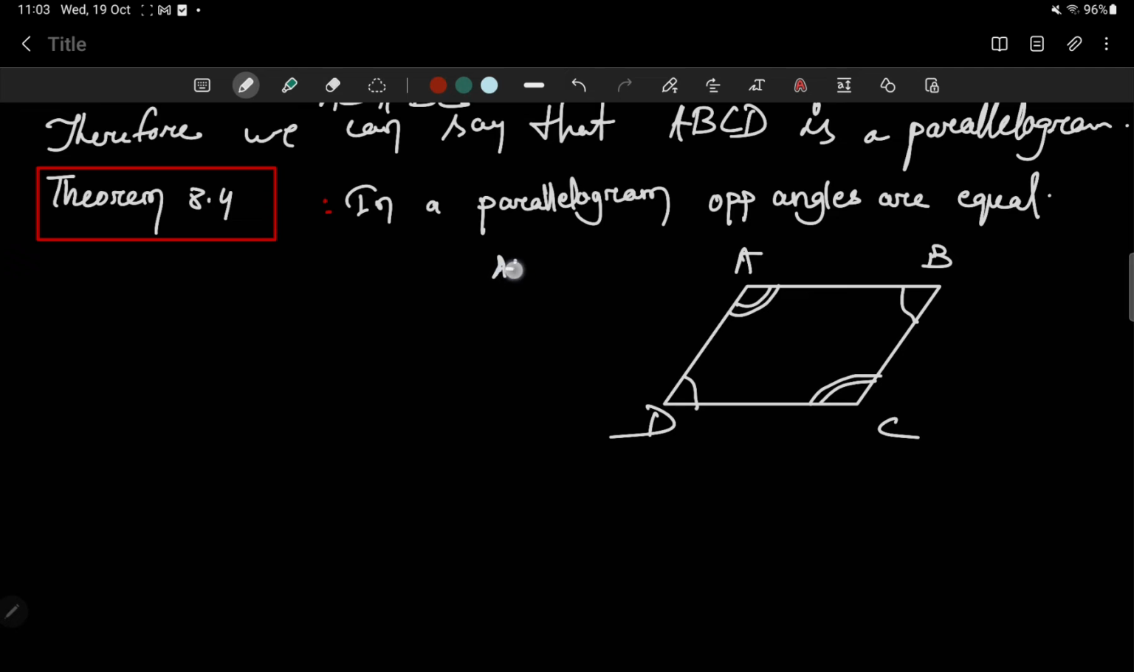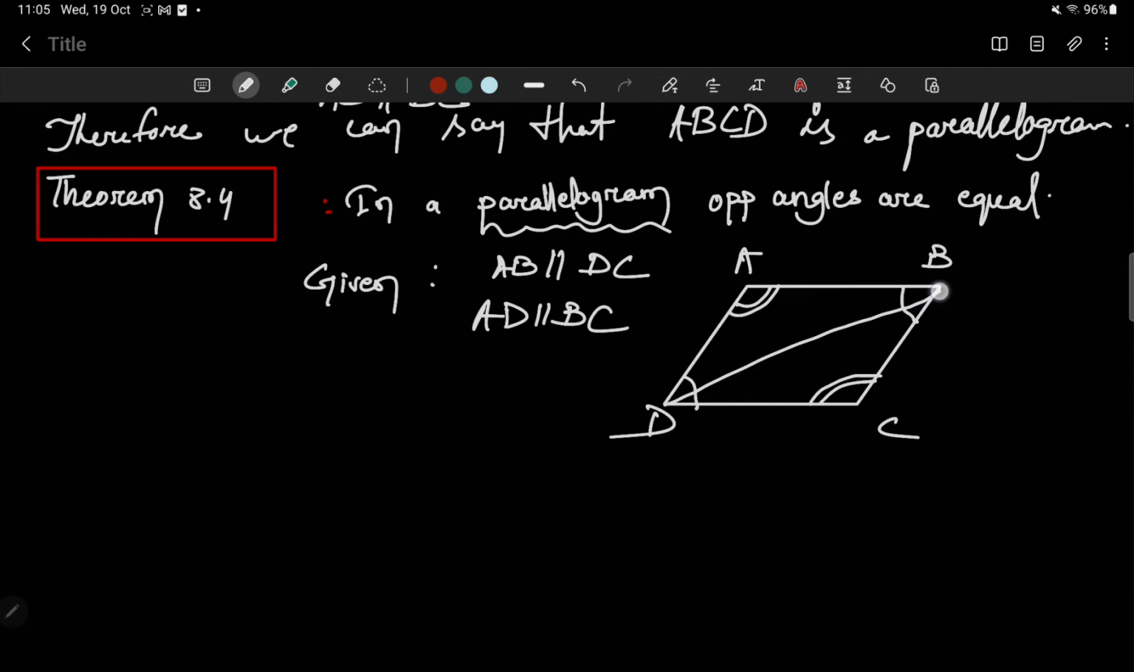Parallelogram means AB is parallel to DC, it is given, and AD is parallel to BC is given. These two statements are given. How given? Na, it is a parallelogram. Okay, either we can make a diagonal, or we can take BC and AD respectively as transversal. So this statement how can we prove? So let's again draw a diagonal.